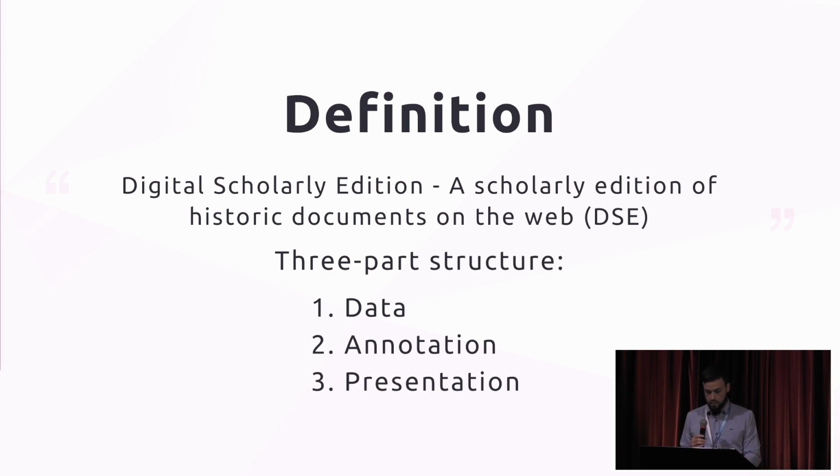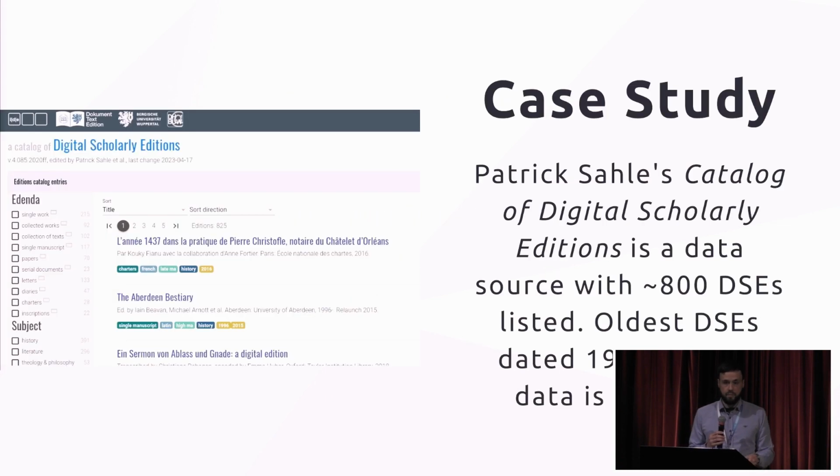And so to talk about the case study I did, I wanted to find out, as I said, what the preservation status of these editions is. And to do that, first I wanted to build a corpus, and then I wanted to check what the URL status would be. So I went to the most comprehensive source of information on digital scholarly editions. That is a list called Catalog of Digital Scholarly Editions. It's maintained by Patrick Sahle, and it lists about 800 of these edition projects.